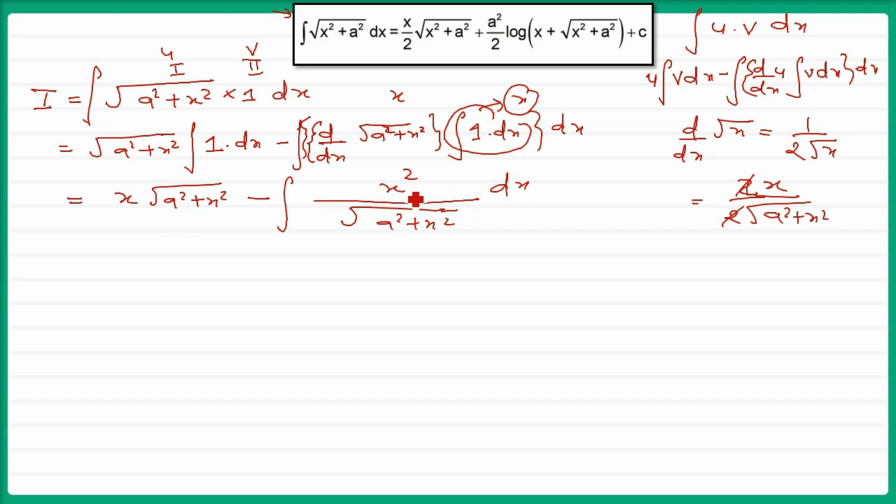The first part is already done. Now we need to concentrate on the second part, which is x² by √(a² + x²). So x² is here in the numerator, and a² + x² is in the denominator with the square root. Alright, now I need this a² + x² upstairs.